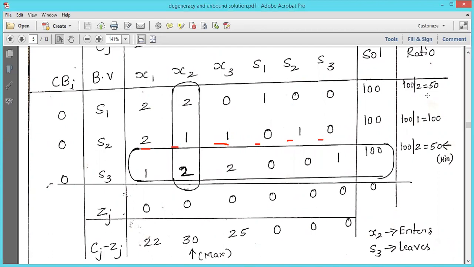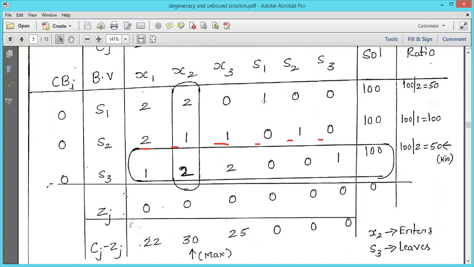Now to find the ratio, that is 100 by 2, 50, 100 by 1, 100, 100 by 2, 50. Here there is a tie. We have two same values, 50 and 50. Among all these three values, 50 is the minimum. Whether we choose this row or this row, there is a degeneracy. So to resolve degeneracy, use the degeneracy rules.